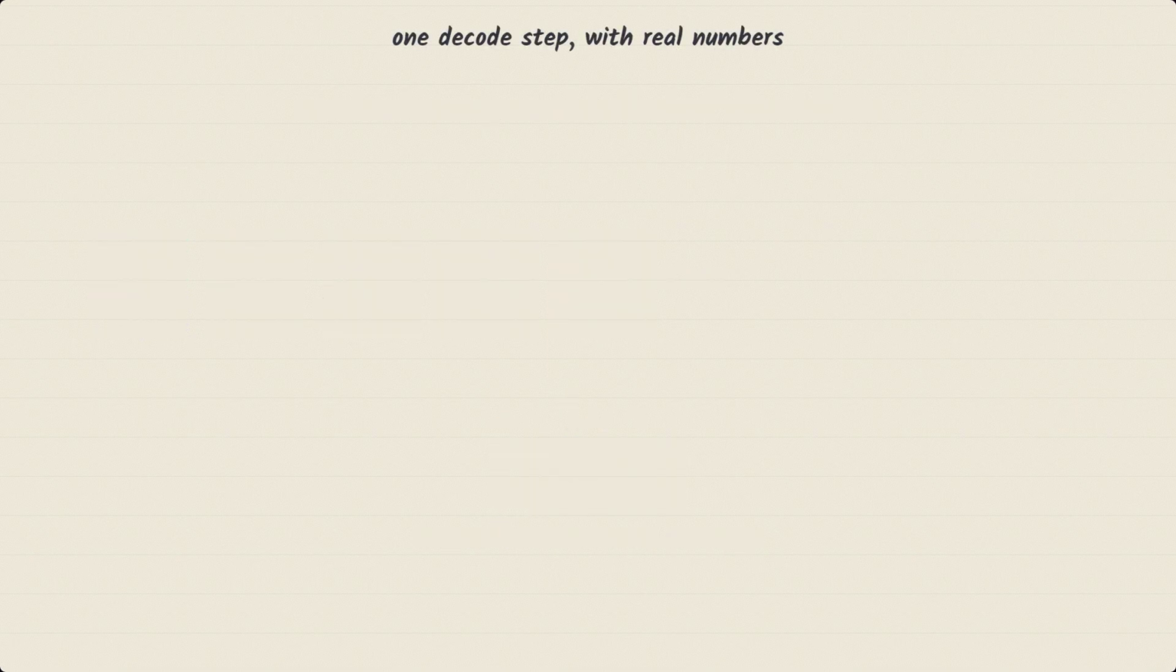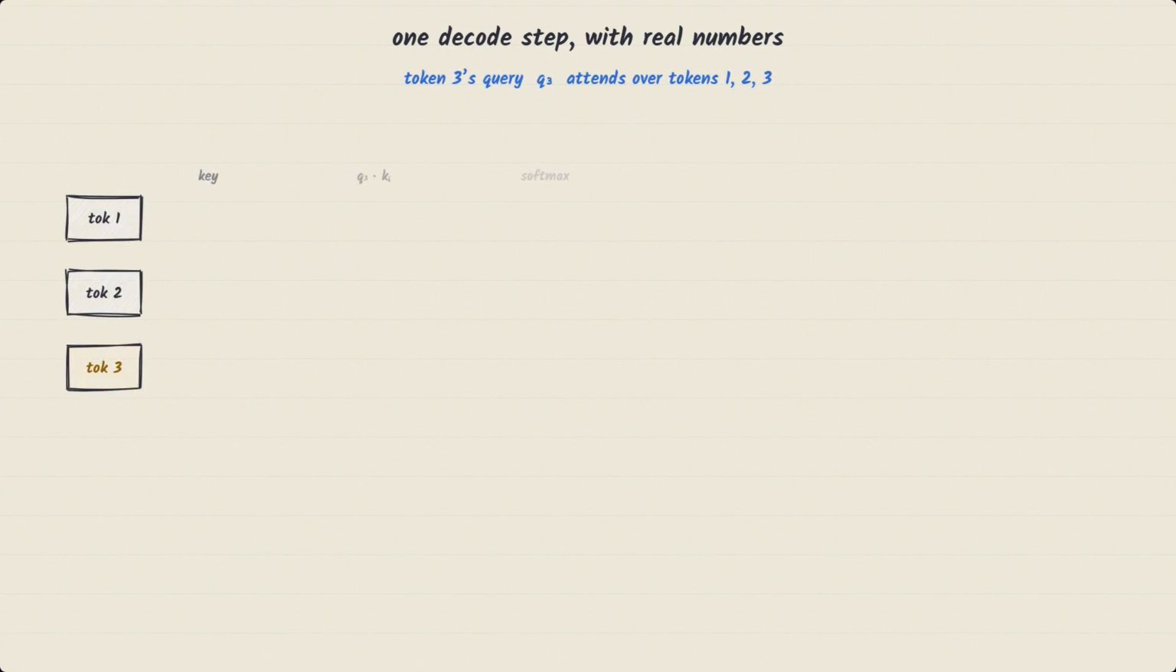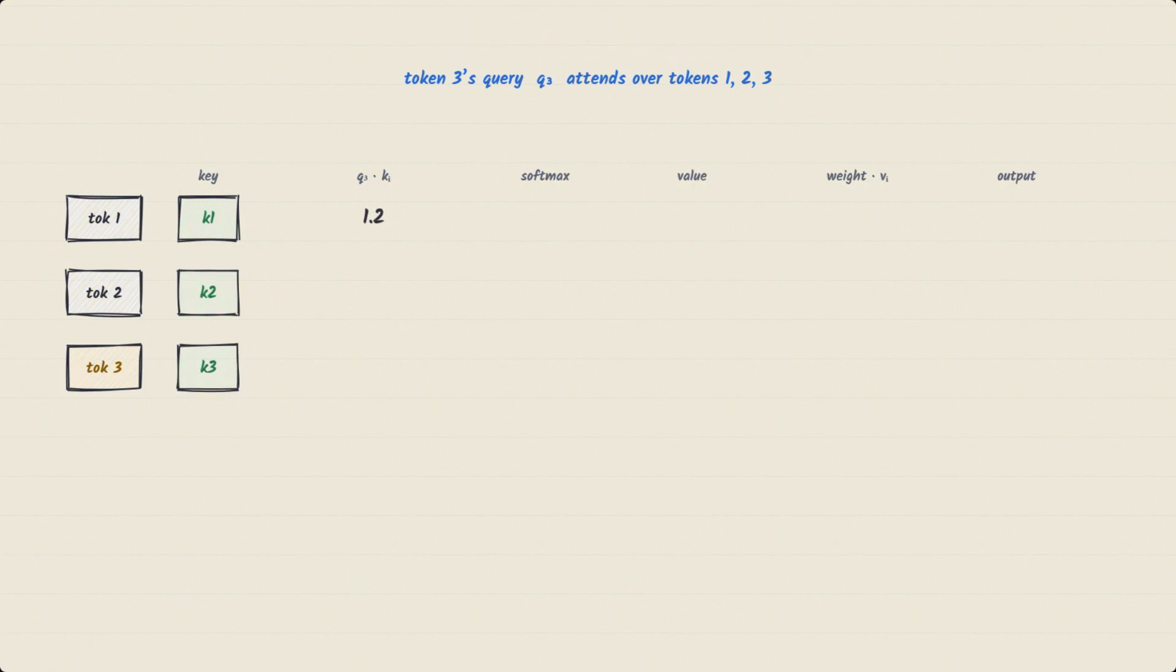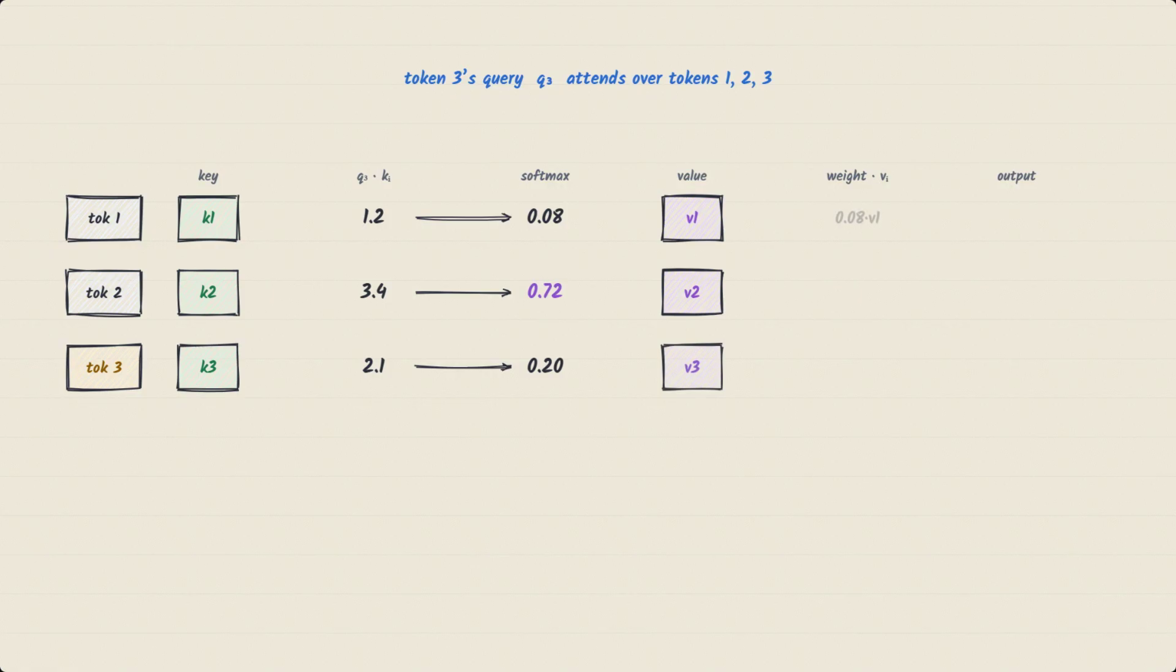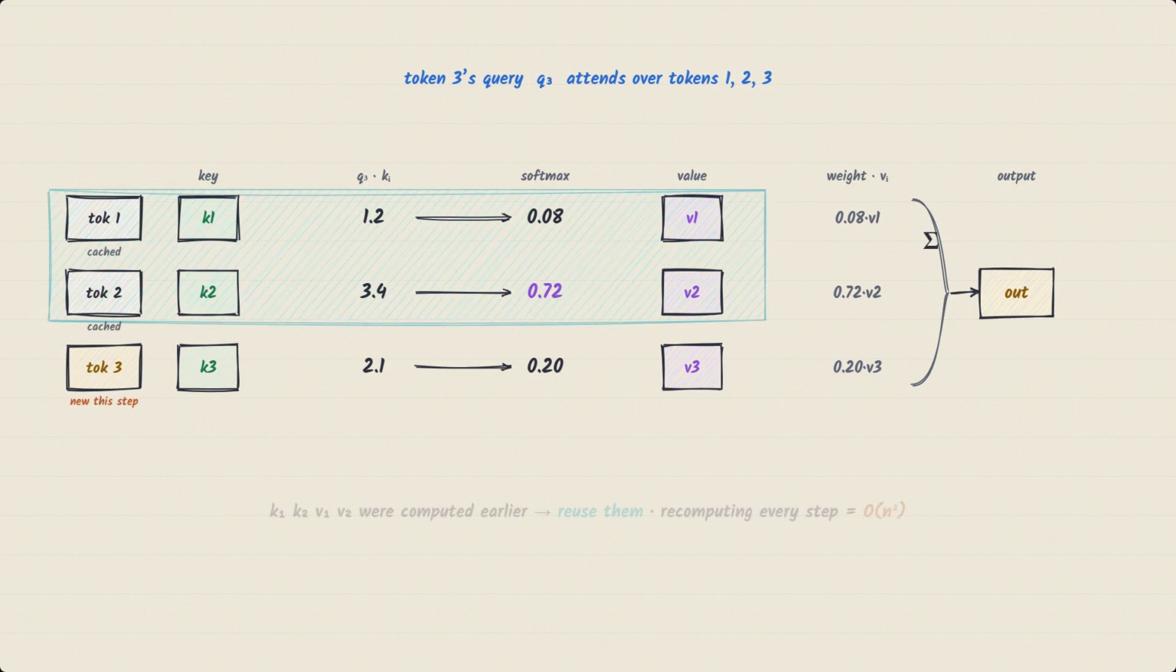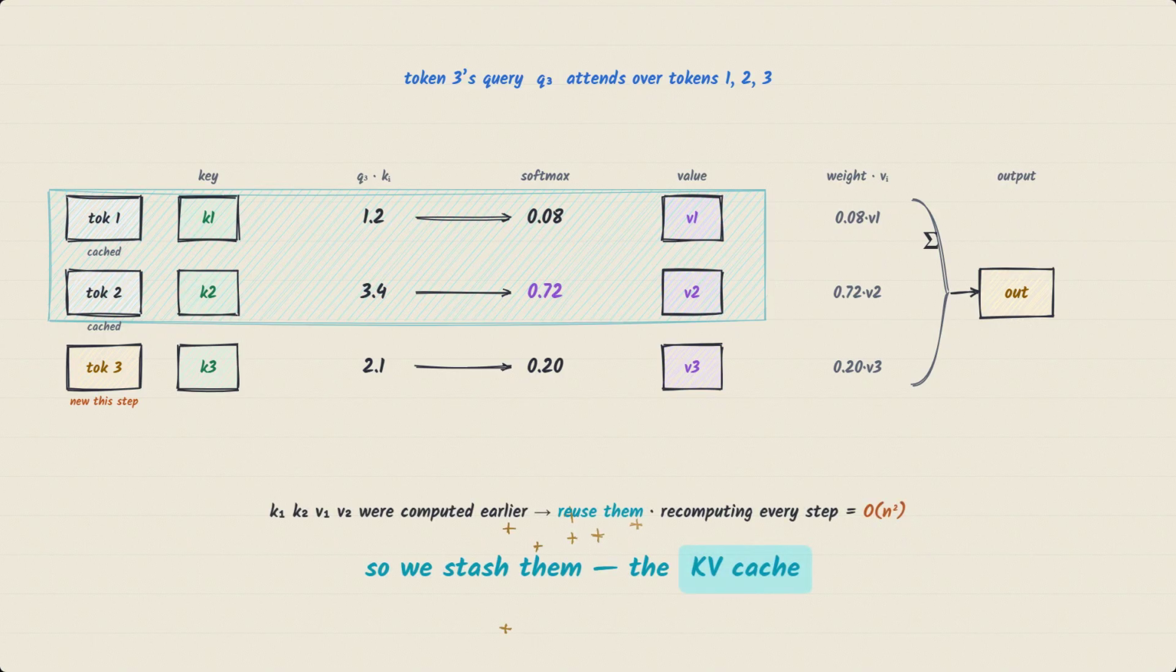Make it concrete with 3 tokens. Token 3's query dots with key 1, key 2, and key 3, giving 3 raw scores. Softmax turns them into weights that sum to 1, say a little on the first token, a lot on the second. The output is that weighted blend of value 1, value 2, and value 3. Now notice, keys 1 and 2 and values 1 and 2 were already computed back when we processed those tokens. Recompute them every step and cost explodes quadratically. So we stash them. That stash, every past token's keys and values, at every layer, is the KV cache.